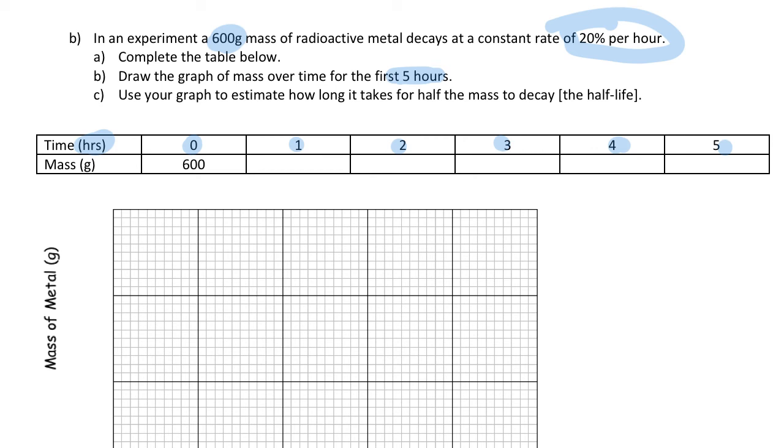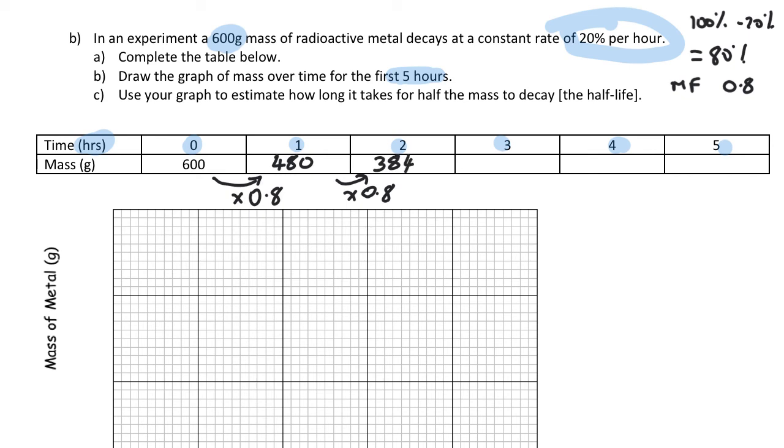So what we know is that it's 20% per hour. To work out the multiplying factor, we've got 100% minus 20%, which is 80%, which is a multiplying factor of 0.8. So to get from 0 hours to 1 hour, we multiply by 0.8, and we'll do the same all the way along. So 600 multiplied by 0.8 is 480. Multiplied by 0.8 is 384.